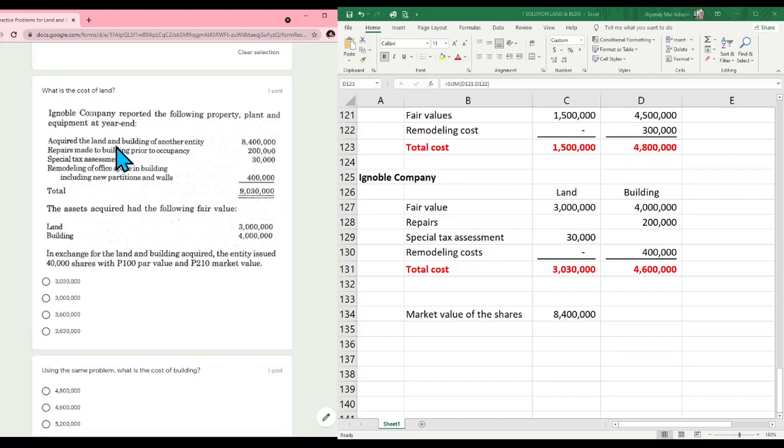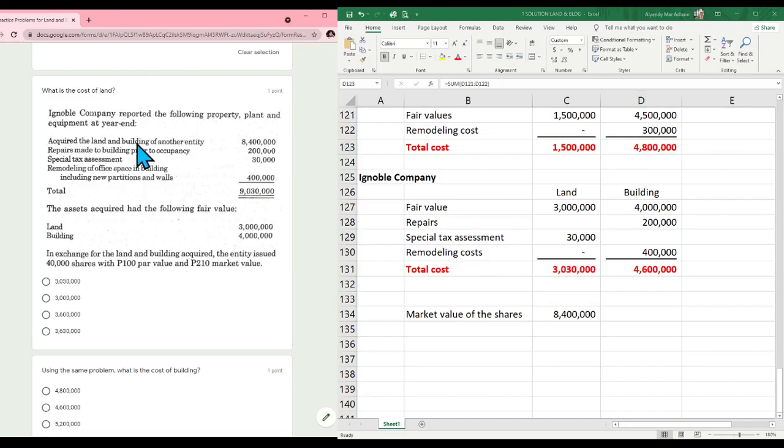Now, acquire the land and building of another entity that's for 8,400,000. Repairs made to building prior to occupancy, that is 200,000. Special tax assessment, that is 30,000. Remodeling of office space in building, including new partitions and walls, that is 400,000. The assets acquired had the following fair value. We have 3 million and 4 million. Now, in exchange for the land and building acquired, the entity issued 40,000 shares with 100 par value and 210 market value. Okay, so first, we record the acquisition cost.